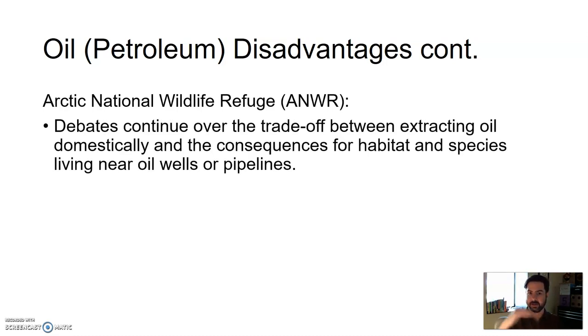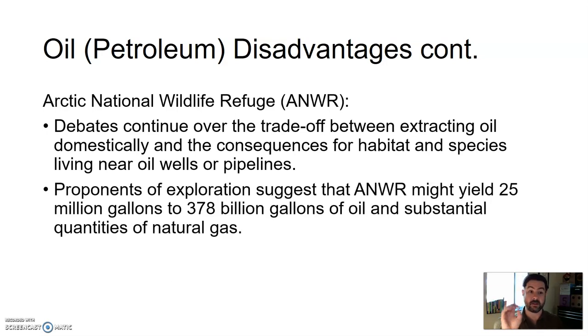So this is an area up in Alaska, the northern parts of Alaska, the Arctic. So there's an area in northern Alaska where there are oil reserves. So what's the trade-off between extracting oil and the consequences of destroying habitats and possible species extinctions living near oil wells or pipelines? This is a very real reality in this location, the Arctic National Wildlife Refuge.